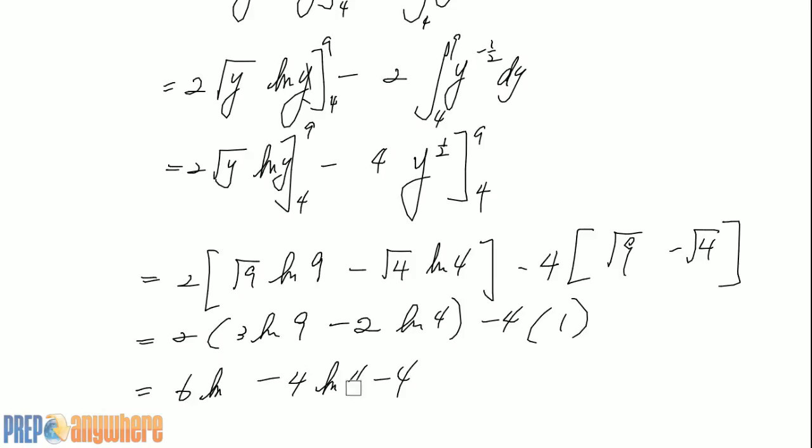Right, 9 and 4 are actually perfect squares. 3 squared, 2 squared, so you can use the log law to bring these powers down to give you 12 ln of 3, 8 ln of 2 minus 4.